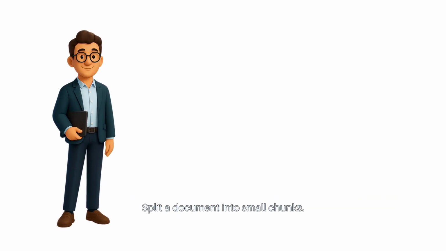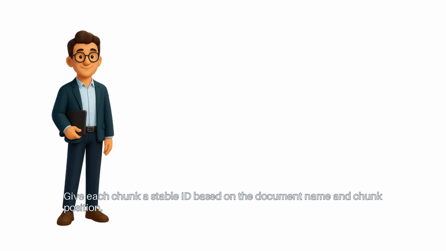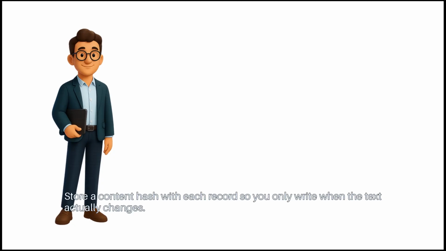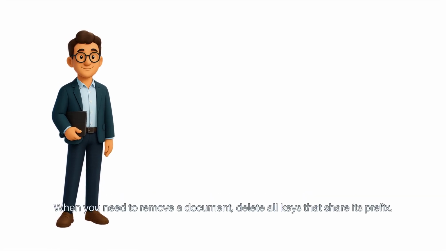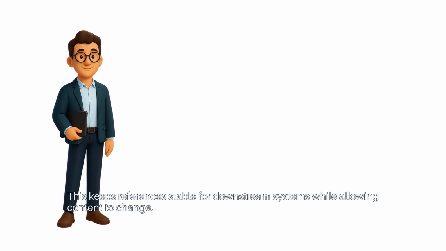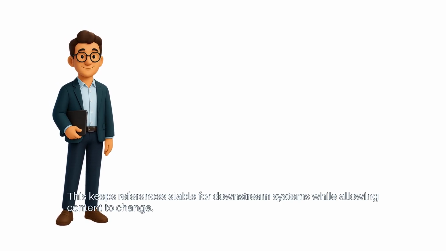Split a document into small chunks. Give each chunk a stable ID based on the document name and chunk position. Store a content hash with each record, so you only write when the text actually changes. When you need to remove a document, delete all keys that share its prefix. This keeps references stable for downstream systems while allowing content to change.